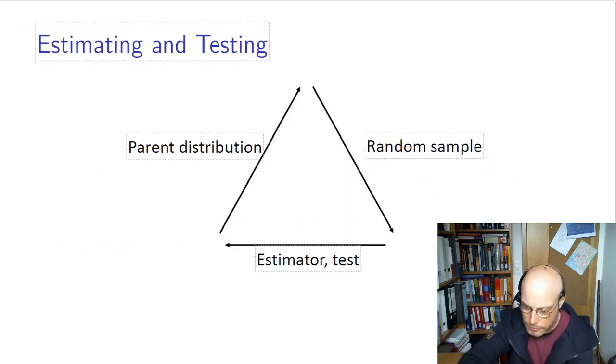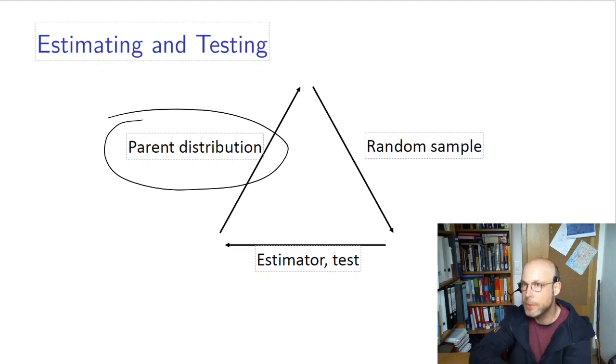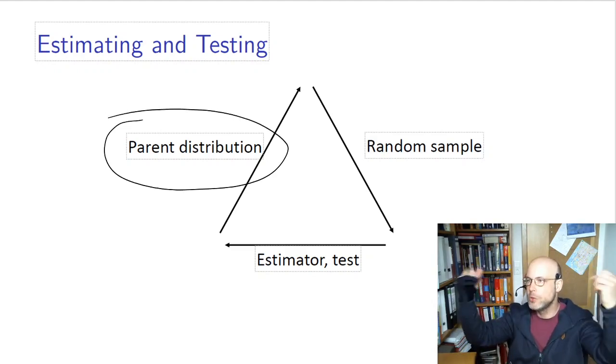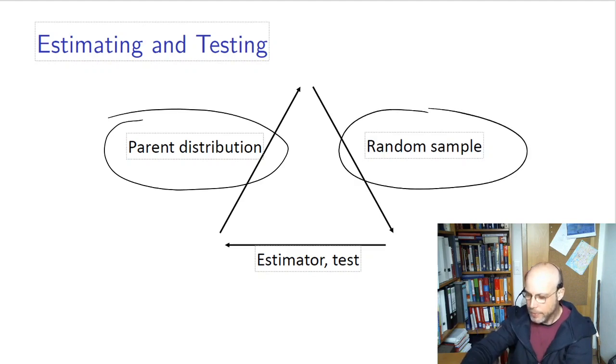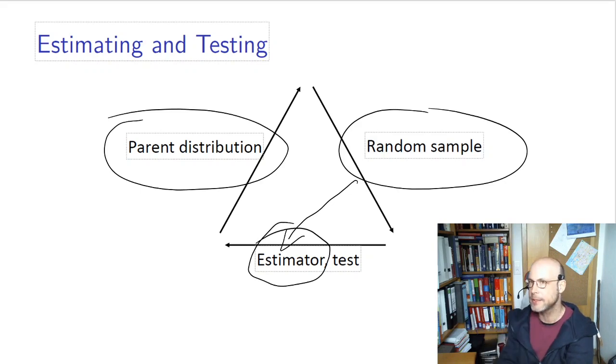So we have this parent distribution, a really huge data set. We cannot analyze the parent distribution. It is not possible. It takes too much time. It is too costly. So we just draw a random sample, let's say 1,000 people. From this random sample, we are calculating some estimators where we ask, is this a good estimator or not? And this criteria we will discuss in a minute.